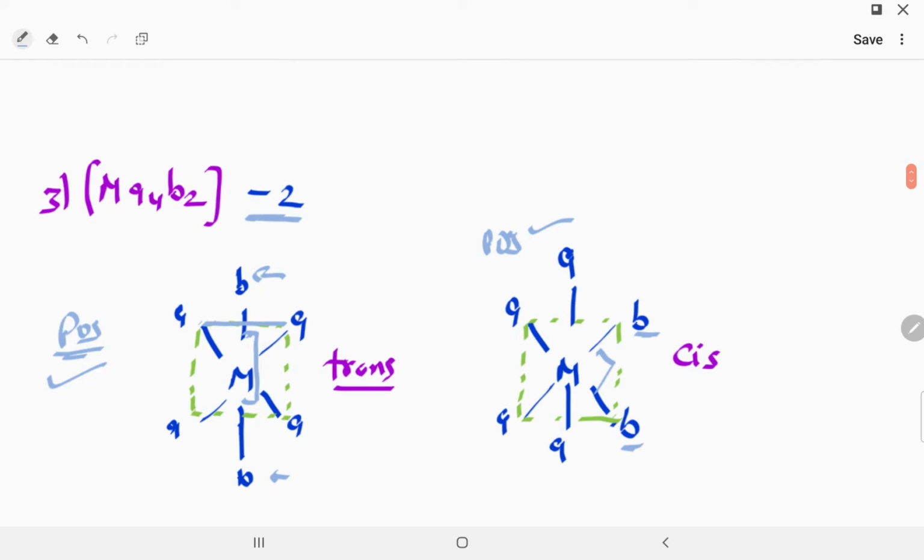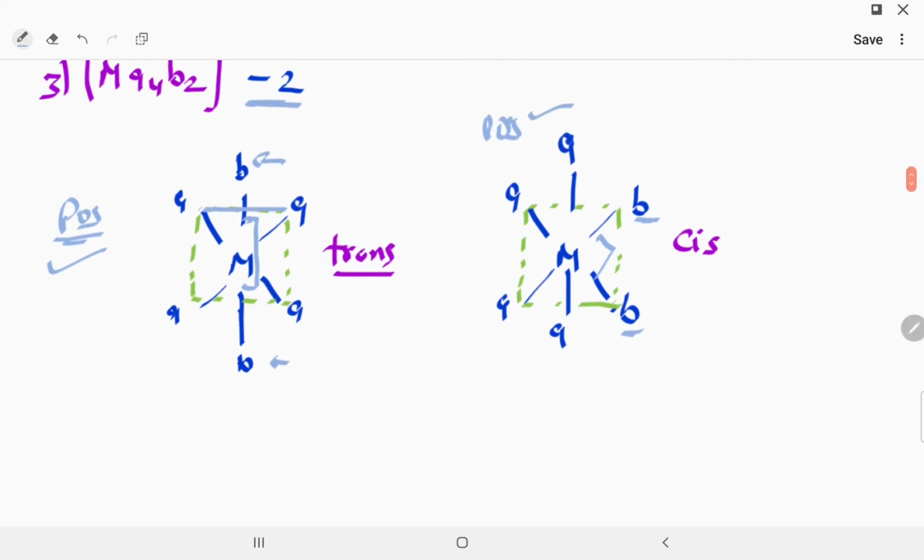So total isomers of MA4B2: whenever the central metal atom has 4 same monodentate ligands and 2 same monodentate ligands, the total ligands with the metal atom is 6, but 4 are same and 2 are same. So their total isomer is 2. Their total isomer is 2. Okay, and they will show geometrical isomers as cis and trans.